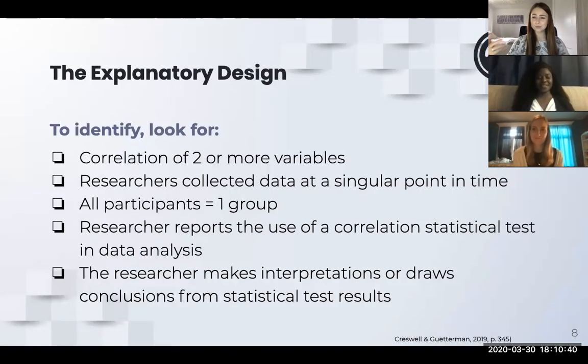So if you want to use the explanatory design, you're going to want to look for correlation of 2 or more variables, with researchers having collected data at only one point in time from one particular group. They also, in that study, would use a correlation statistical test in their data analysis. And then the researcher will also make interpretations or draw conclusions from those statistical test results.